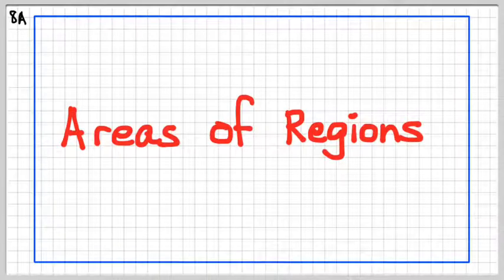Well, hello guys. We're going to have a look at areas of regions now, and this is the first of the applications of integration modules which we'll be doing, following on from the core work of being able to anti-differentiate in and of itself. Okay, so let's go and have a look at this.